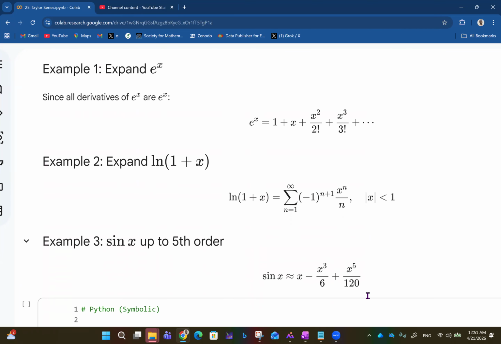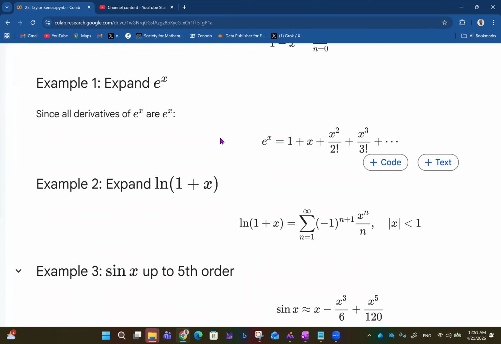So example 1 now, want to expand e raised power x. Oh, that was what I did there. So since all derivatives of e raised power x are e raised power x, then we simply have this. That's what I just finished doing. Then for expand ln 1 plus x, ln 1 plus x can be given as this whole expression.